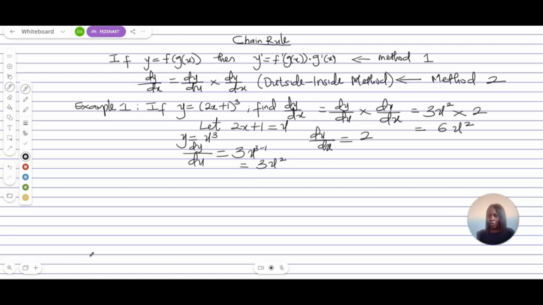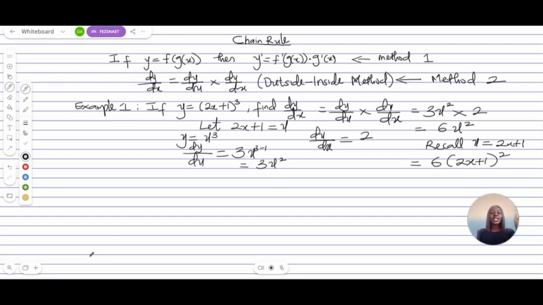But we need to recall what u is. Recall that u is equal to 2x plus 1. Then we substitute it back here. So this becomes 6 times (2x plus 1) to the power of 2. And I'm done differentiating this function with respect to x. So my dy/dx is simply 6(2x plus 1) to the power of 2.